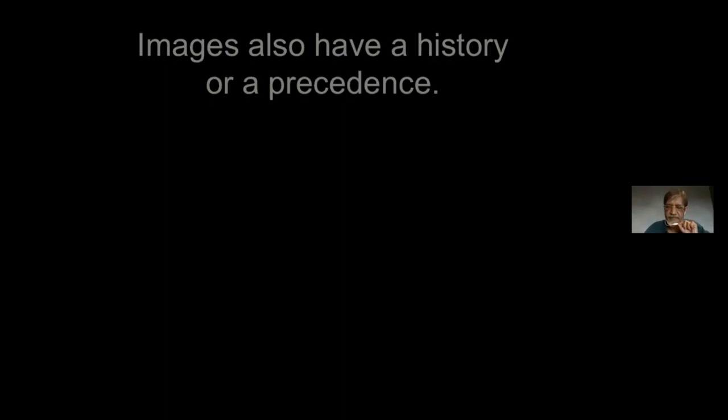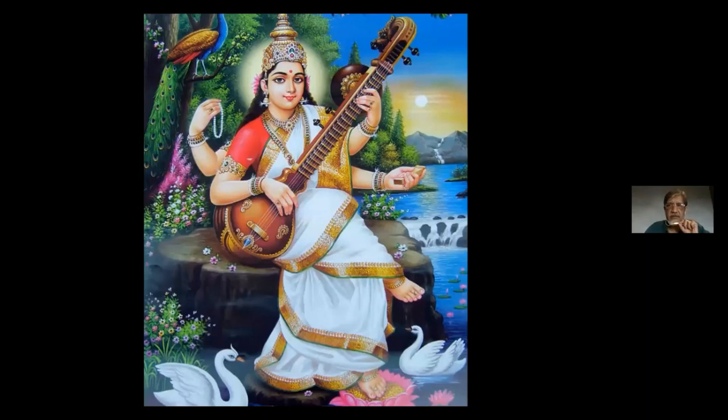This image, everybody knows, right? Saraswati. But was Saraswati always like this? Wearing a gold border sari, sitting on a pathar, playing the veena, aur piche landscape dikh raha hai, door pe chand ukta hai, more hai, swans hai.